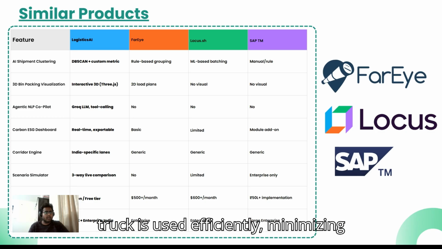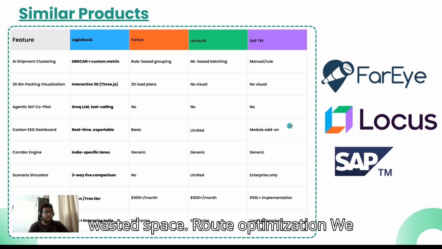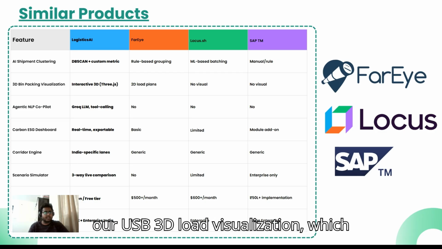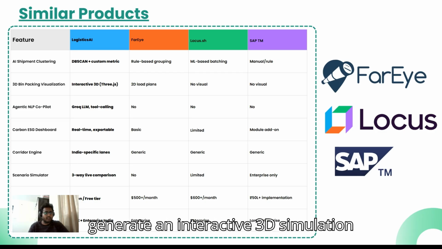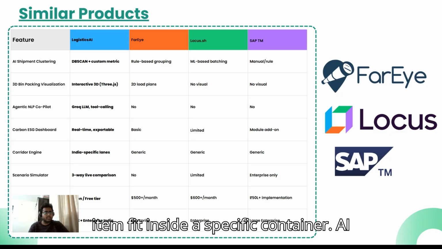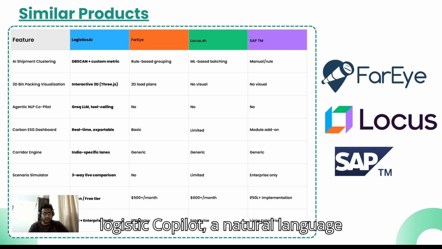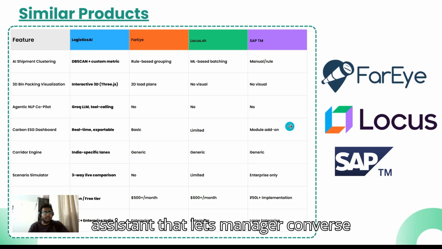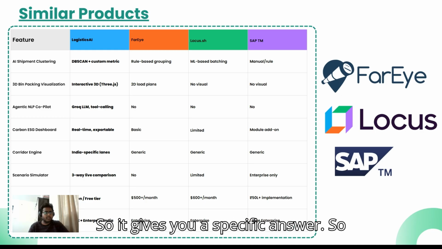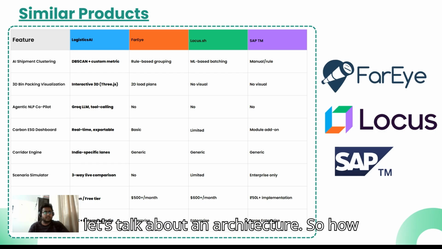Capacity optimization. Our algorithm ensures every inch of a truck is used efficiently, minimizing wasted space. Route optimization. We calculate the absolute best delivery paths to save time, distance, and fuel. Our USP, 3D load visualization. We generate an interactive 3D simulation showing warehouse planners exactly how items fit inside a specific container. AI Logistics Copilot, a natural language assistant that lets managers converse with their supply chain, asking questions like "Show me underutilized trucks today." So it gives you a specific answer.